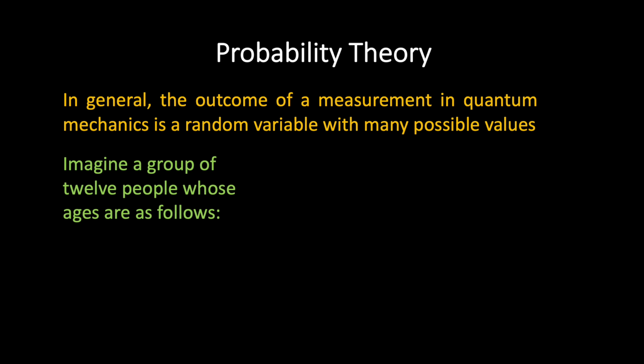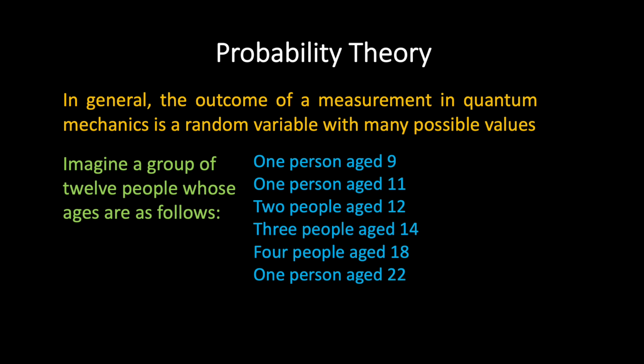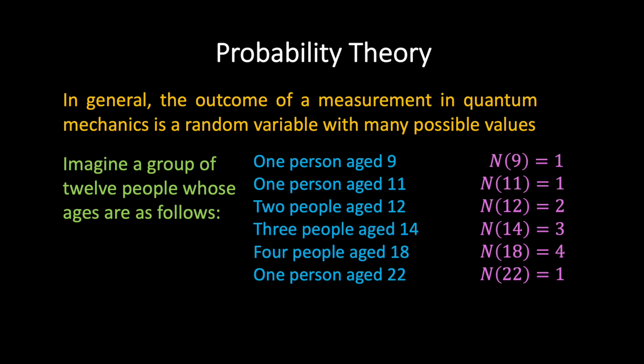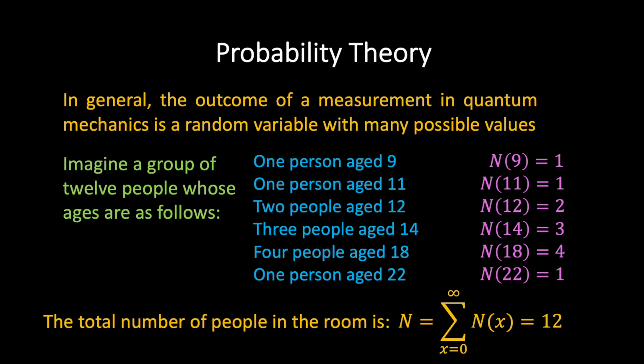Imagine a group of 12 people whose ages are as follows. If we let n of x represent the number of people of age x, then we can write the following list of information. The total number of people in the room is then given by the sum of these terms. Now, if you were to select one individual at random from this group, then the probability that this person's age would be, for example, 9, would obviously be 1 in 12, because there are 12 possible choices, all equally likely, of whom only one individual has that particular age.